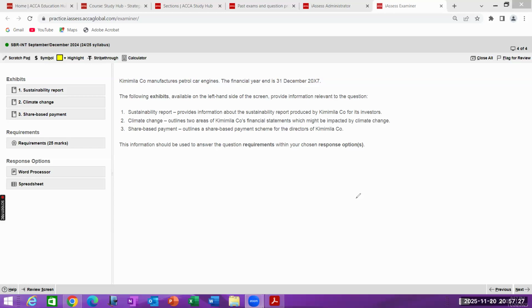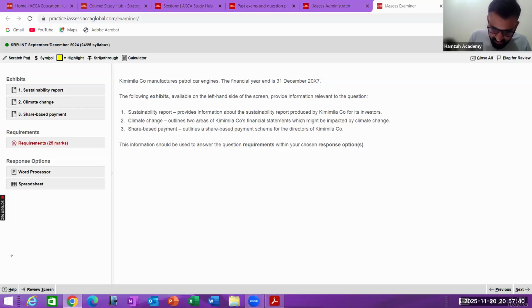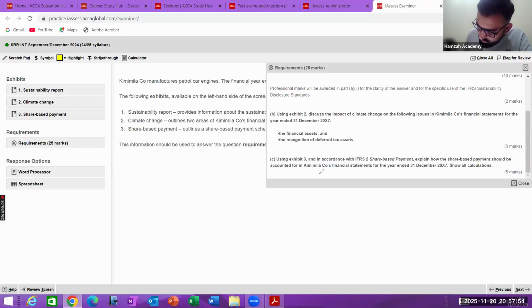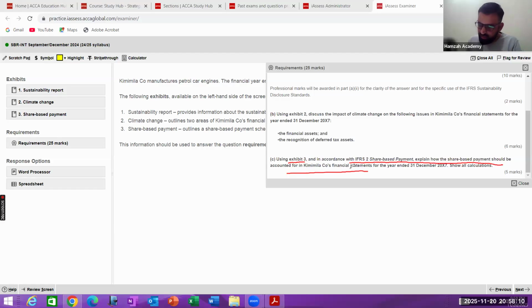Okay, welcome back. So now we have the third requirement, and that is, using Exhibit 3 and in accordance with IFRS 2 share-based payment, explain how the share-based payment should be accounted for in the K company financial statement for the year ended 31st December X7.